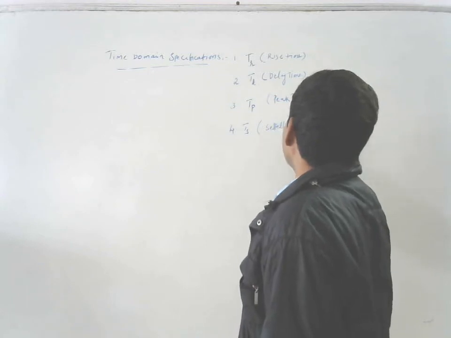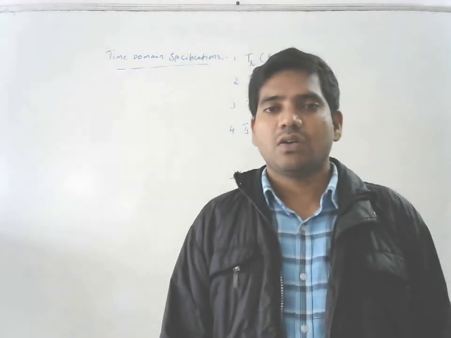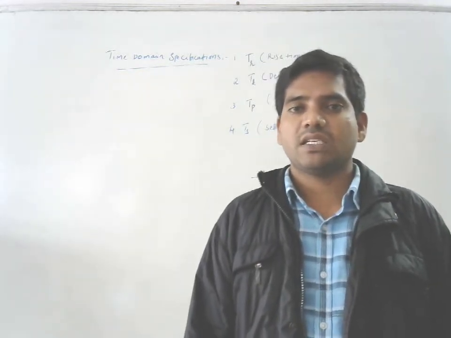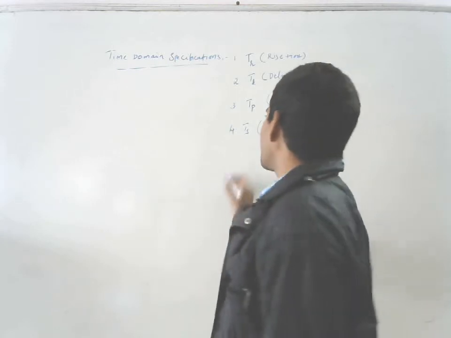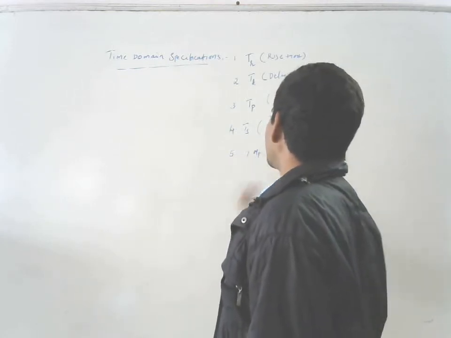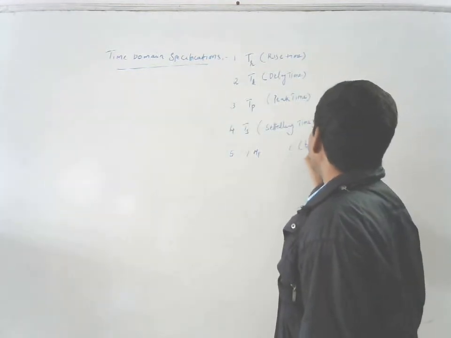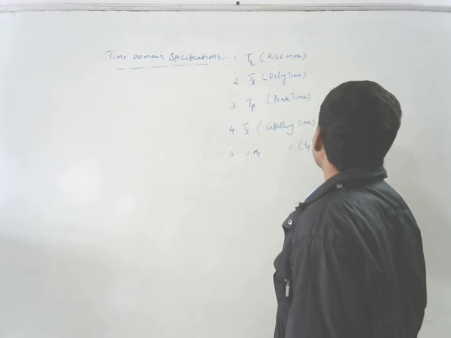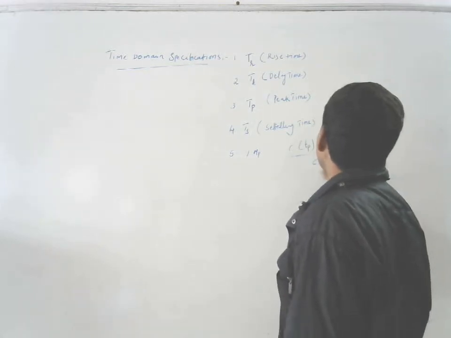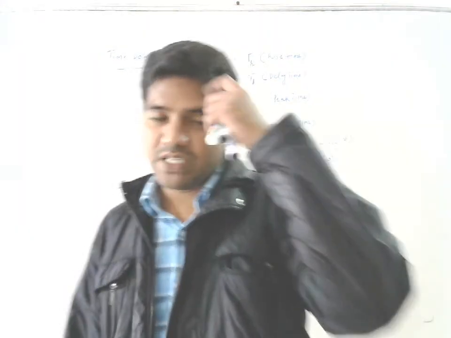Settling time is the time taken to reach its steady state. Next we have the percentage peak overshoot, that means C of TP, the maximum value, minus C of infinity, divided by C of infinity. These are the 5 time domain specifications, with values we derive with formulas.